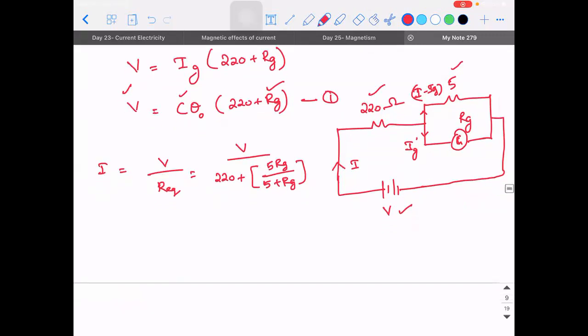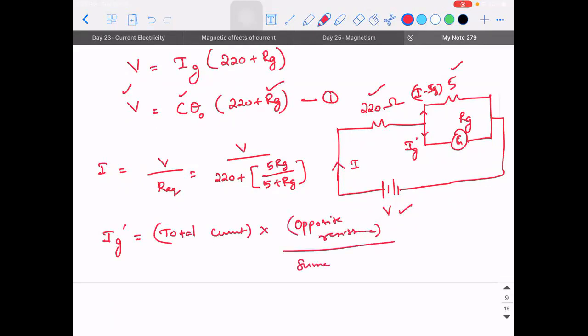Right? Now, can I write Ig dash is equal to total current into opposite resistance divided by sum of resistances? Because this 5 ohm and Rg, how are they? They both are in parallel, correct? They both are in parallel connection.